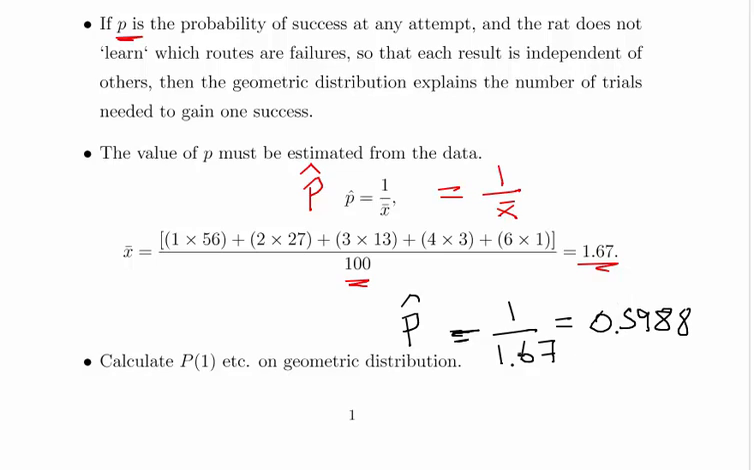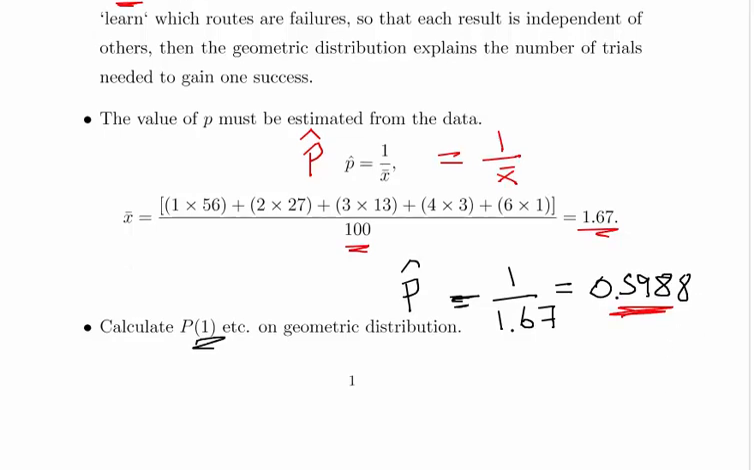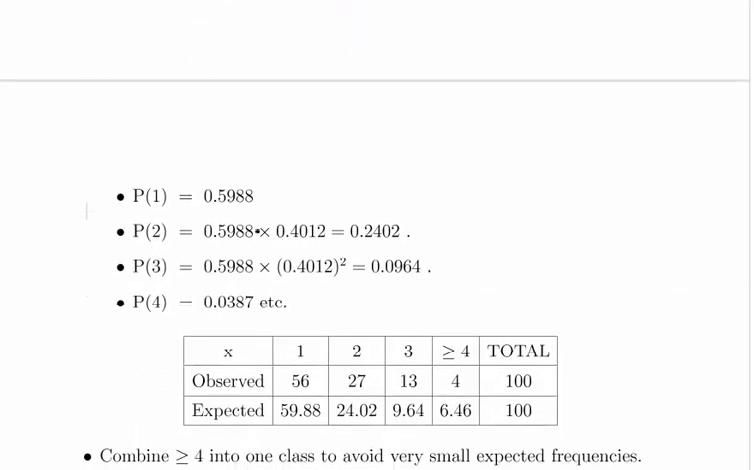Now we're going to calculate the table as if it was a geometric distribution using this probability. It's a bit of number crunching here. In the first instance, P1 is the probability that x equals 1. That's straightforward enough, 0.5988. I won't use the formula in this particular instance.